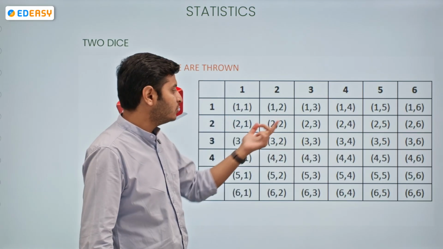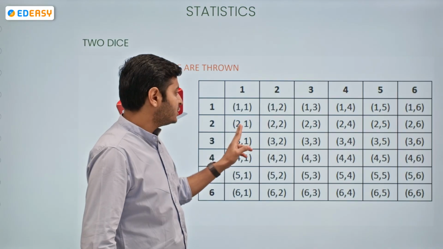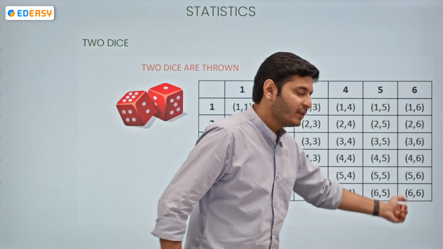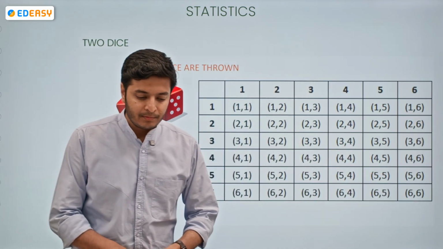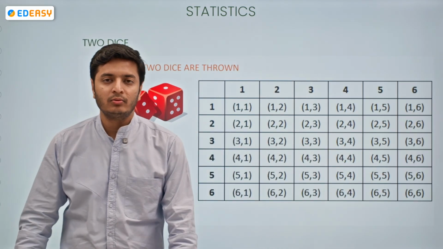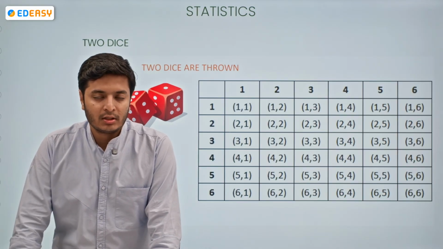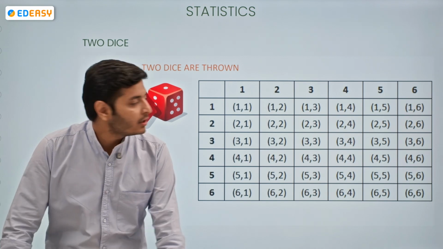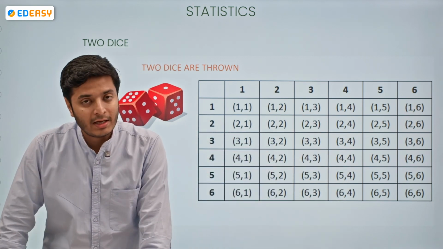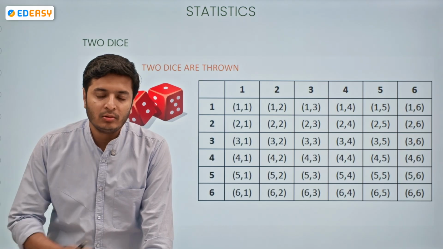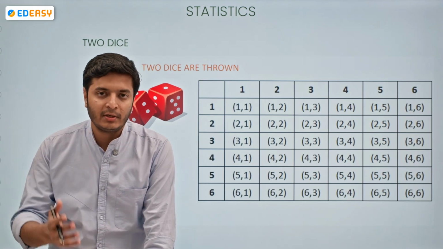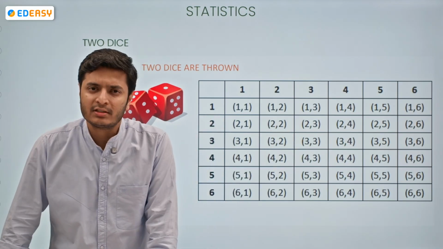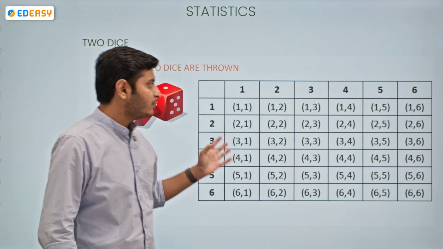And here in this row, we are having first die is showing 2, the other one is showing 1, 2, 2, 2, 3, 2, 4, and so on till 6, 6, as you can see in the table. So if you are getting a problem related to two dice, where you are rolling two dice simultaneously, then you can create this table, and this table is going to help you for sure. So please don't go blindly with your own judgment that this can happen, this can happen. Do create this table. This will be very helpful. This is very easy to create.